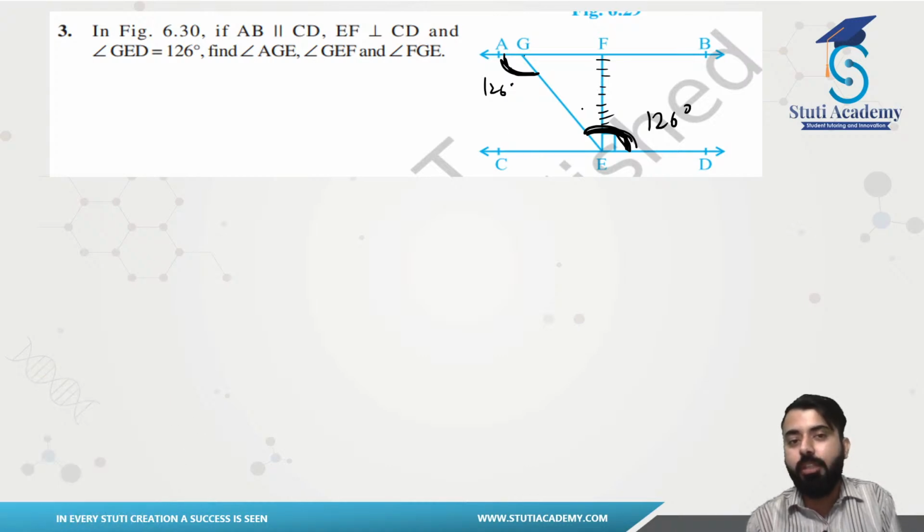So if this is 126, then this has to be 126. Now I know out of this 126, this is 90. Then the remaining one will be what? Whatever the value is, I guess this will be 36. So this is the value of angle GEF.